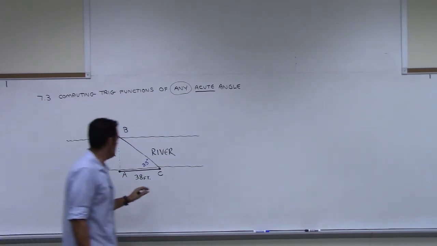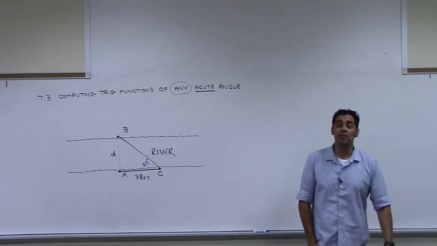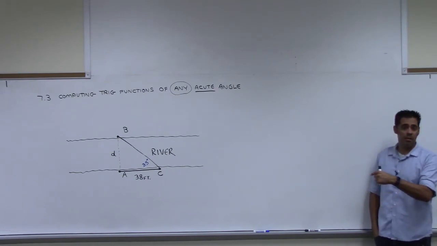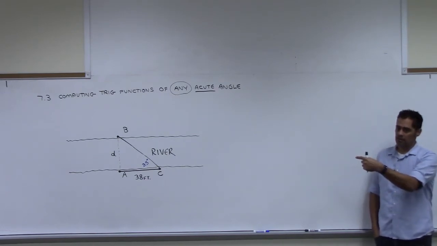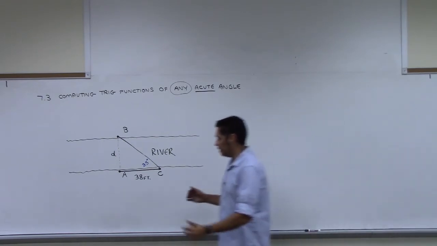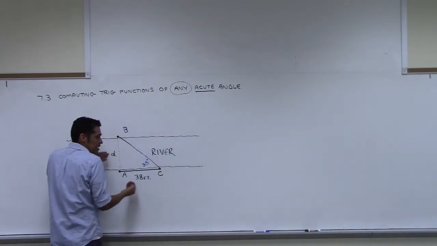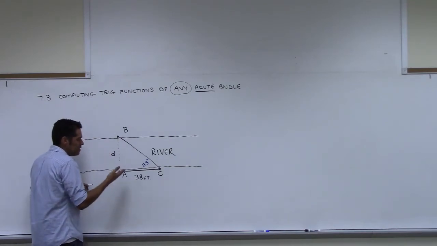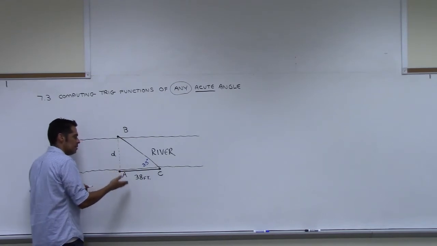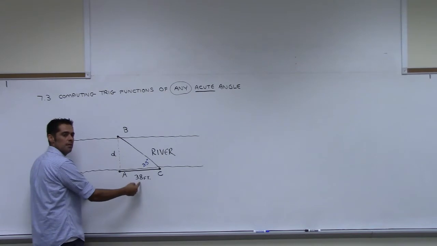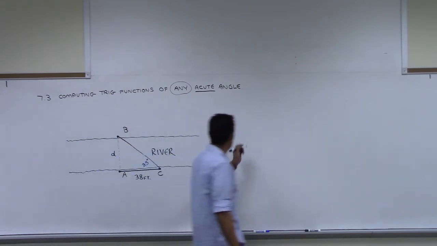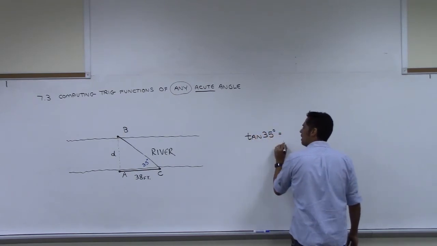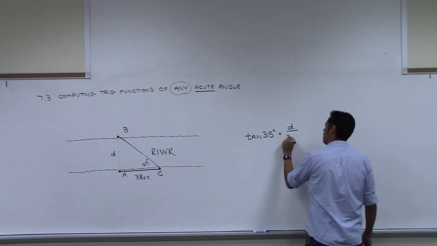Now, with this triangle, which sides do we know relative to the angle we know? We know the adjacent, and we want to know the opposite, right? So the relationship we have here, we're interested in opposite and adjacent, and that's tangent, isn't it? In fact, if I ask you to look at this right triangle and ask what's tangent of 35 degrees, you would say opposite over adjacent, right? So I'm going to write that down. Tangent of 35 degrees should be opposite, D, over adjacent, which is 38.